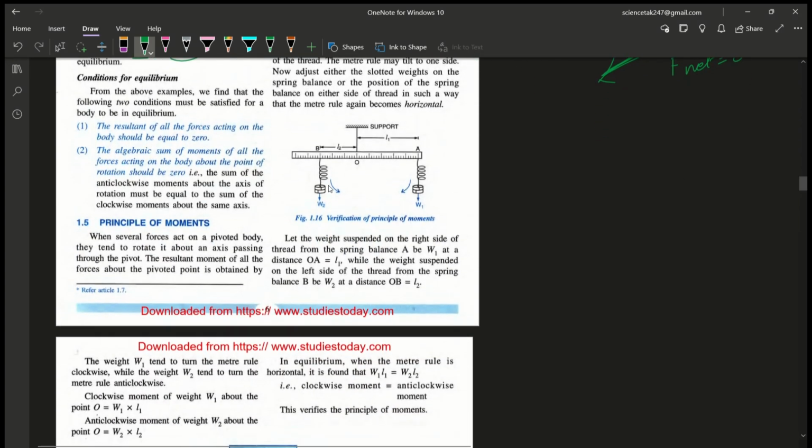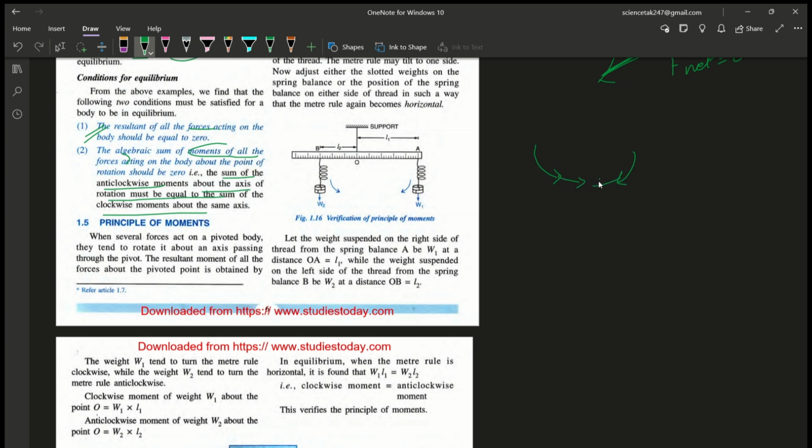Condition for equilibrium. When you're going to talk about condition for equilibrium, it means that the force acting on it should be 0, and the algebraic sum of moments of all the forces, that is, the turning effect about the point of rotation, should also become 0. That is, the sum of anti-clockwise moments about the axis must be equal to the sum of clockwise moments. That means the turning effect on this side should be equal to the turning effect on this side so that it balances it, right?